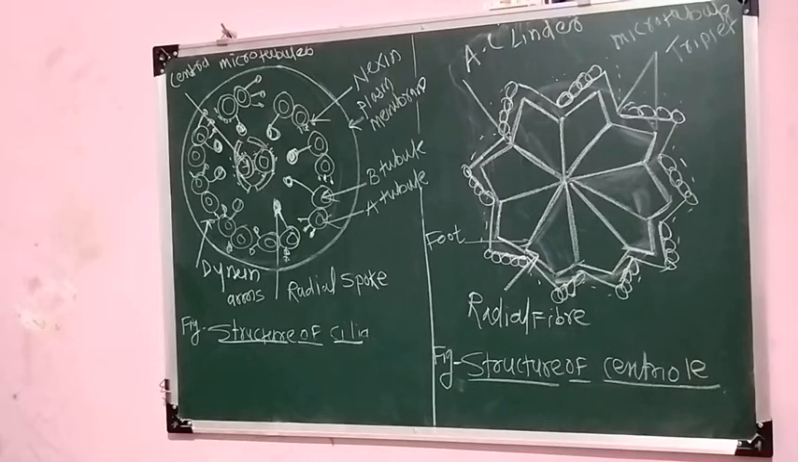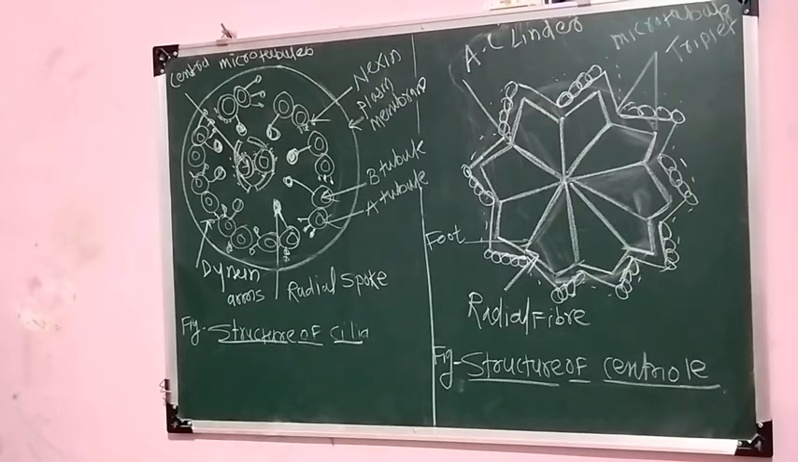Let us move towards the first part of this flagella, that is the basal body. This basal body is placed on the outer cytoplasm. It is derived from a centriole and has nine triplet fibrils. I repeat my sentence. This basal body of flagella is placed on the outer cytoplasm, and it is derived from a centriole.